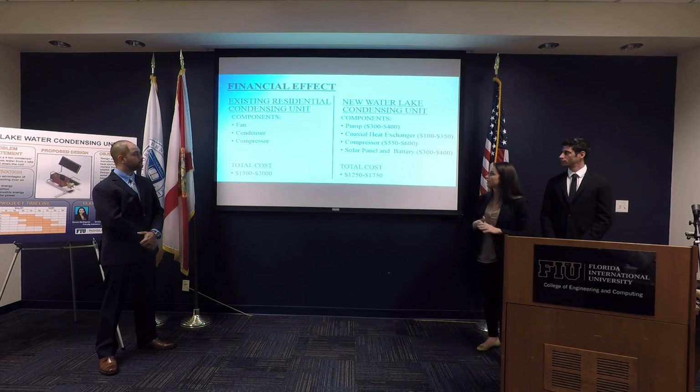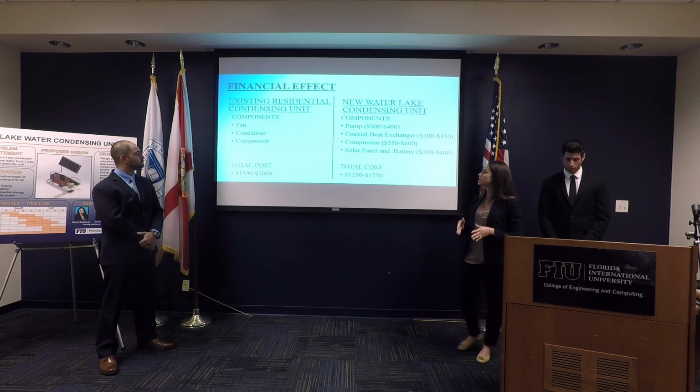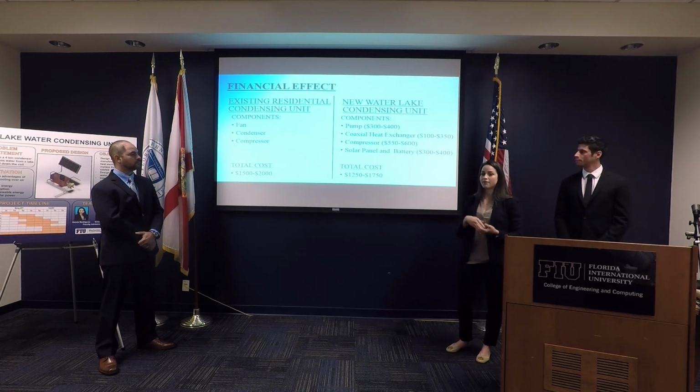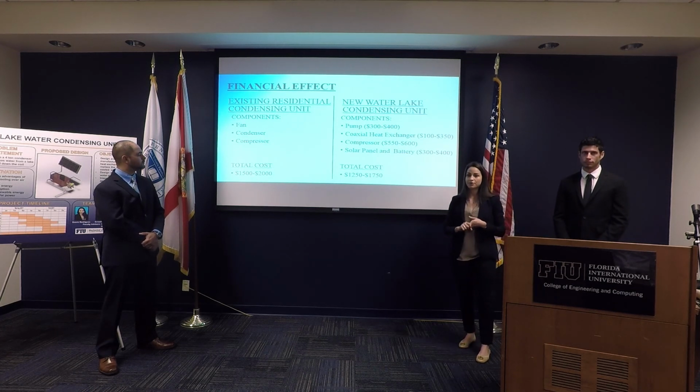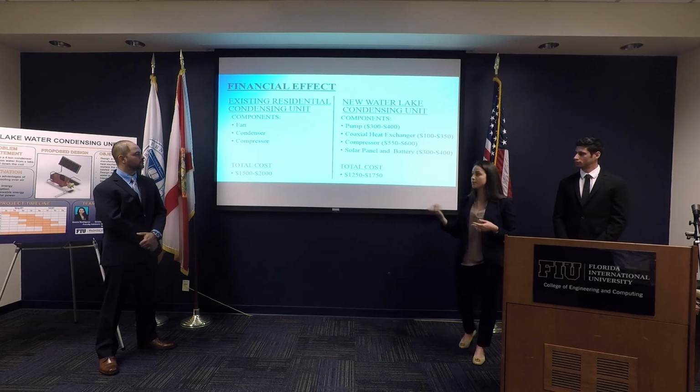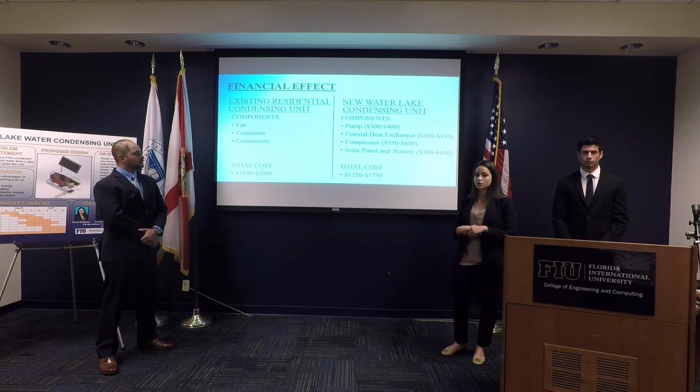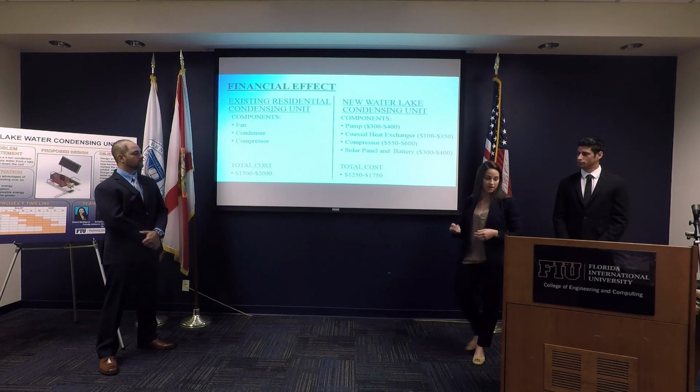Here is a rough breakdown of the main components that we will need for our prototype. I have included the pump, the coaxial heat exchanger, compressor, solar panel, and battery bank. And compared to the typical residential condensing unit, we are cutting costs by about $250 just in manufacturing.